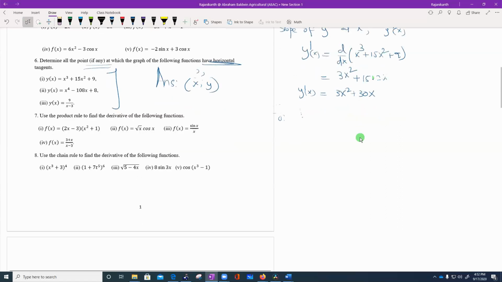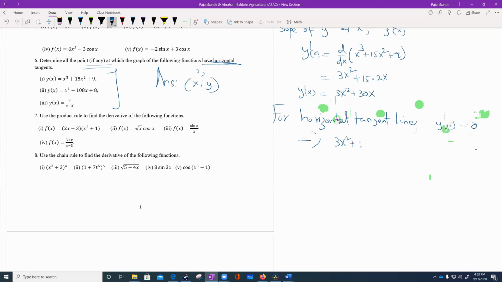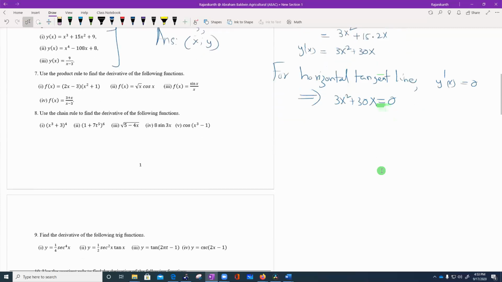For the horizontal tangent line, the slope is supposed to be 0, right? It means your y prime of x is supposed to be 0. We already know y prime of x, which is this. Set it to 0 and find the possible x values. So 3x squared plus 30x, this is my y prime, should be 0 for the horizontal tangent line.